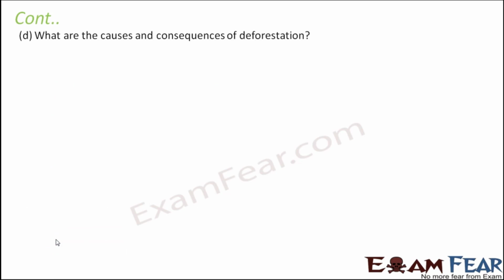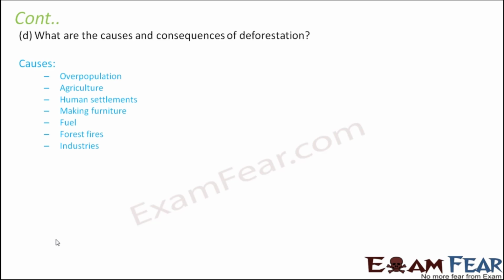What are the causes and consequences of deforestation? Some of the important causes are overpopulation. Due to increasing population, the needs are increasing. Therefore, to meet the needs, forests are being cut down. Agriculture and human settlements are some of the needs which arise due to overpopulation. Also making furniture, fuel, and industrial setup.